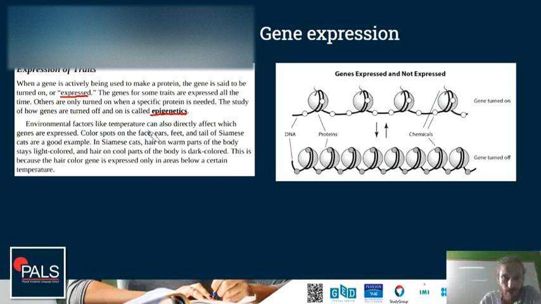Environmental factors like temperature can also directly affect which genes are expressed. Color spots on the face, ears, feet, and tail of Siamese cats are good examples. Siamese cats' hair on warm parts of the body stays light-colored and hair on cold parts of the body stays dark-colored. This is because the hair color gene is expressed only in areas below a certain temperature.